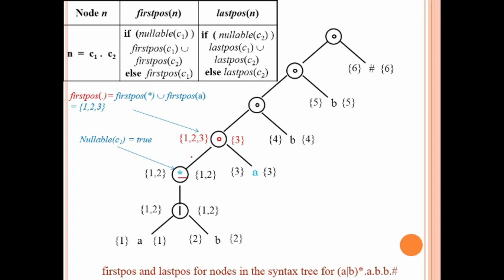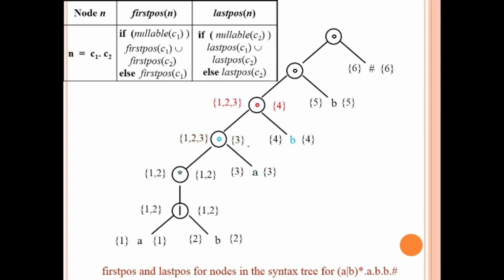Similarly, the last position of the concatenation node will be calculated based on the rule which says that if the second child is nullable, then the last position of this concatenation node will be equal to the last position of the first child union the last position of the second child. But we can see that for this node, A, the second child is not nullable, and that's why the last position of the concatenation node will be equal to the last position of A, that is 3.